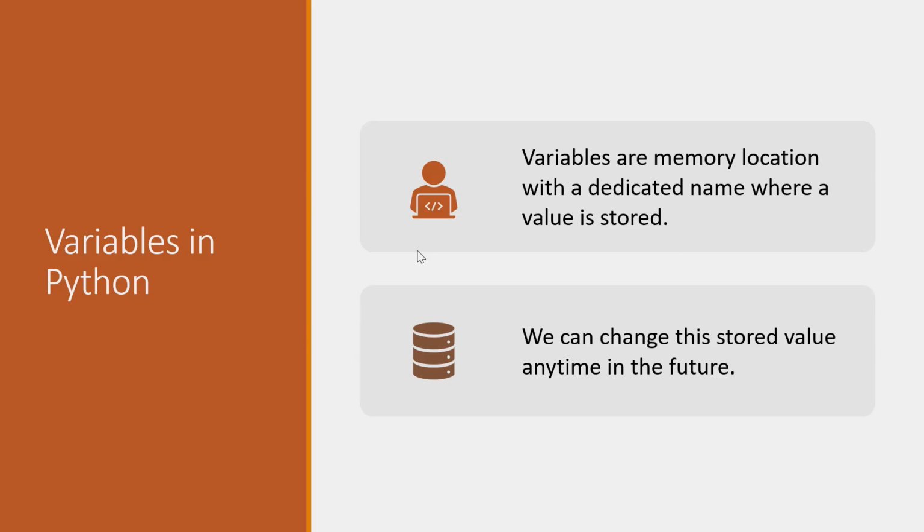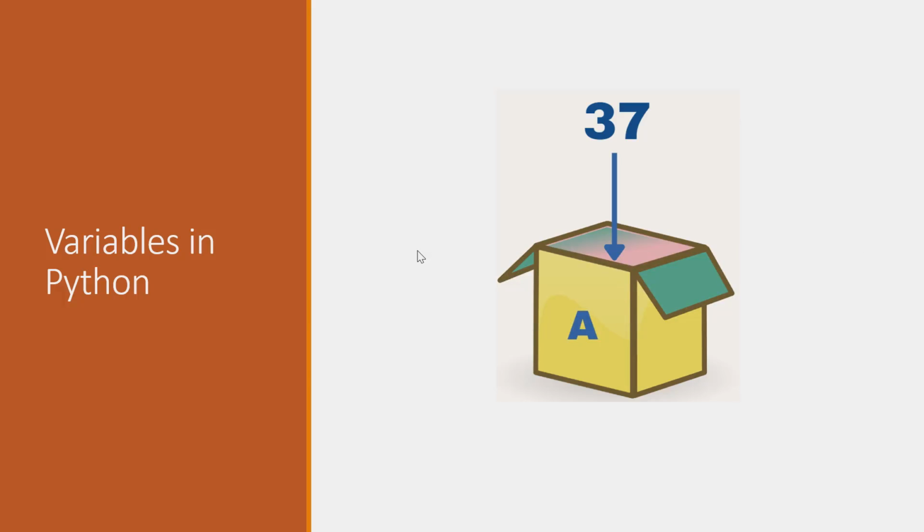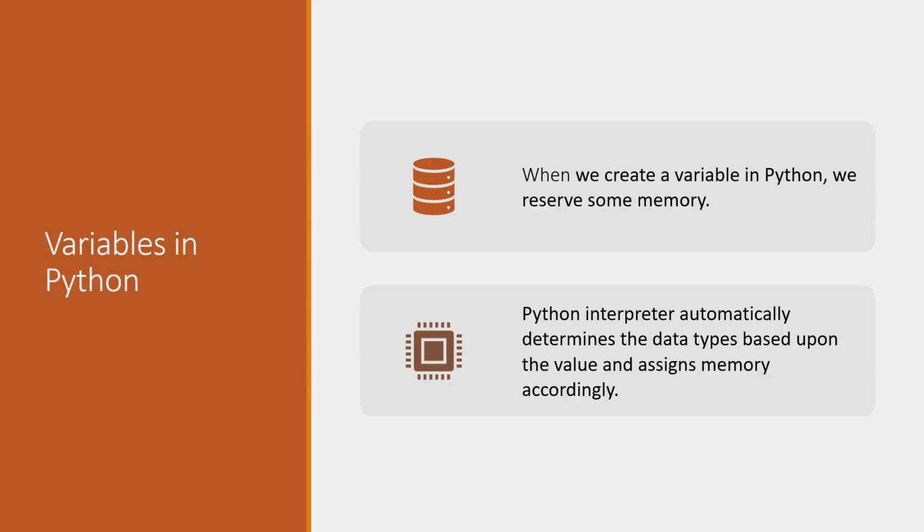So in Python, variables are memory locations with dedicated name where a value is stored. However, we can change this stored value anytime when we want. So basically we can consider variables just like a container in Python where we can assign a name to this container, store some value in it, and even use this variable name to reference it further in the program. So when we create a variable in Python, we reserve some memory and the Python interpreter automatically determines the data type based upon the value, and it also assigns memory accordingly. As a result, we can store integers, decimals or characters in variables that have different data types assigned to them.